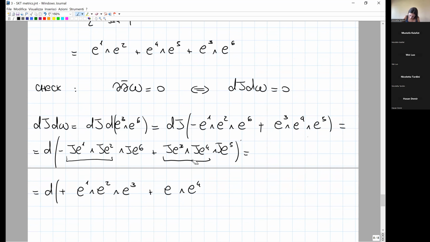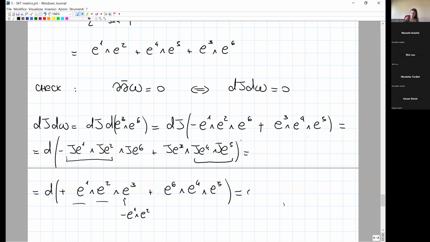Sorry, it's the opposite. So J of E3 is E6, but J applied to E4, E5 is invariant. So this, okay, now makes sense. But now if I apply the differential, E1 and E2 are closed. And the differential of E3 gives minus E1 wedge E2.